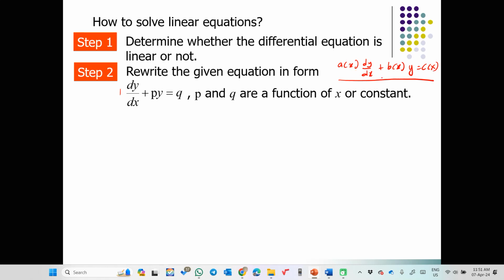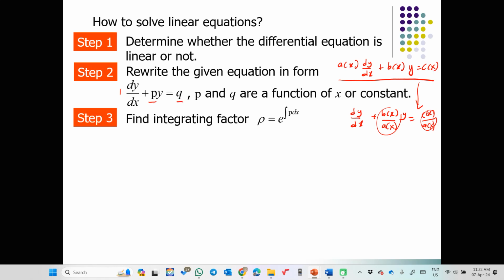So here, we just rewrite the differential equation by dividing all terms by the coefficient. If our coefficient is a(x), we divide each term by a(x). So dy/dx, the coefficient now is 1, plus the coefficient for y is b(x) over a(x), equals c(x) over a(x). Now b(x) over a(x) and c(x) over a(x) are P and Q. That is the second step.